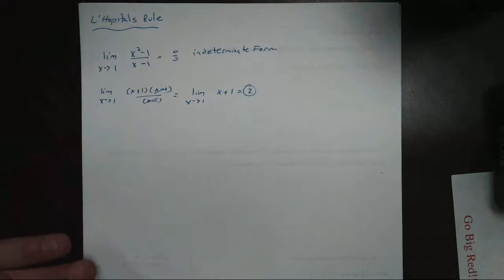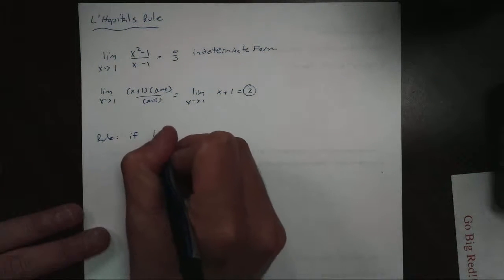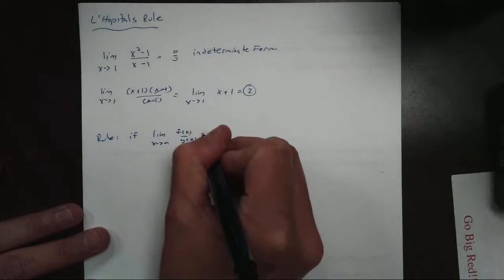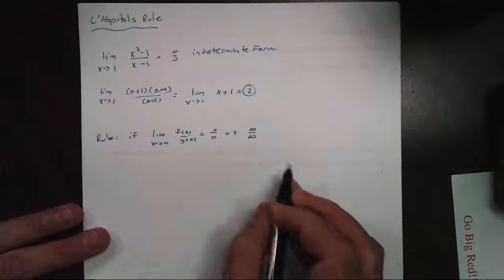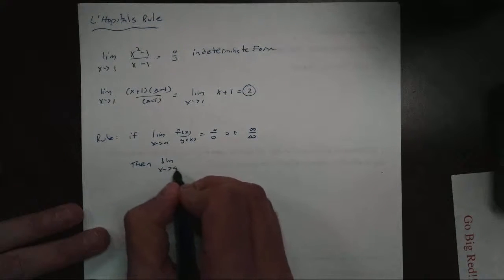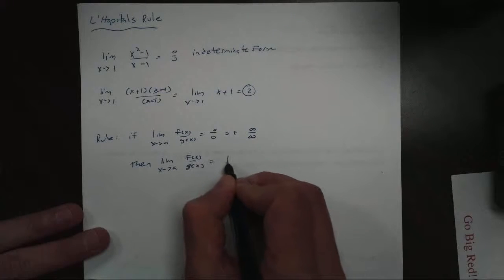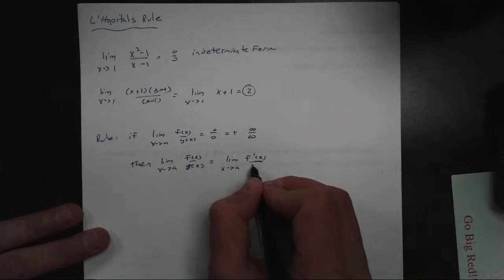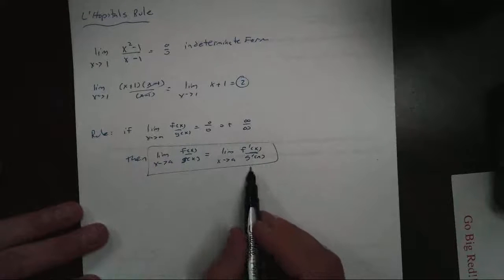Well, today we're going to look at what's called L'Hopital's rule. And here's what the rule says to do. It says if the limit as x approaches any number a of f of x over g of x is either 0 over 0 or infinity over infinity, then the limit as x approaches a of f of x over g of x is equal to the limit as x approaches a of f prime of x over g prime of x. In other words, we just take the derivative of the top and the derivative of the bottom.